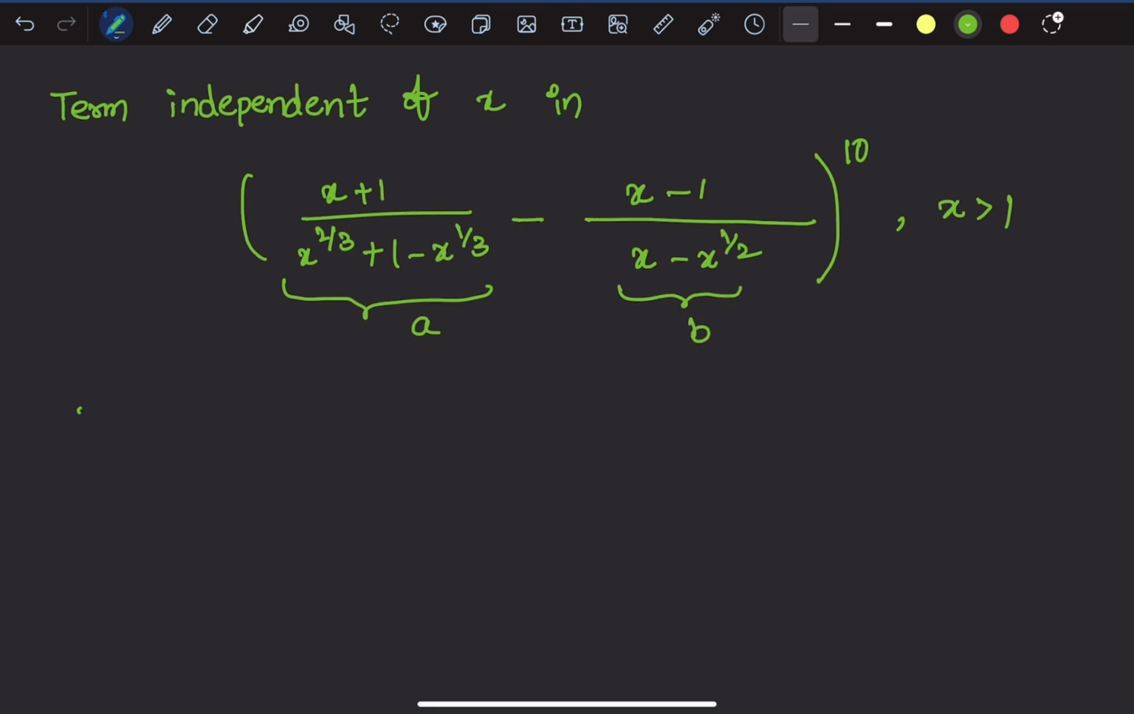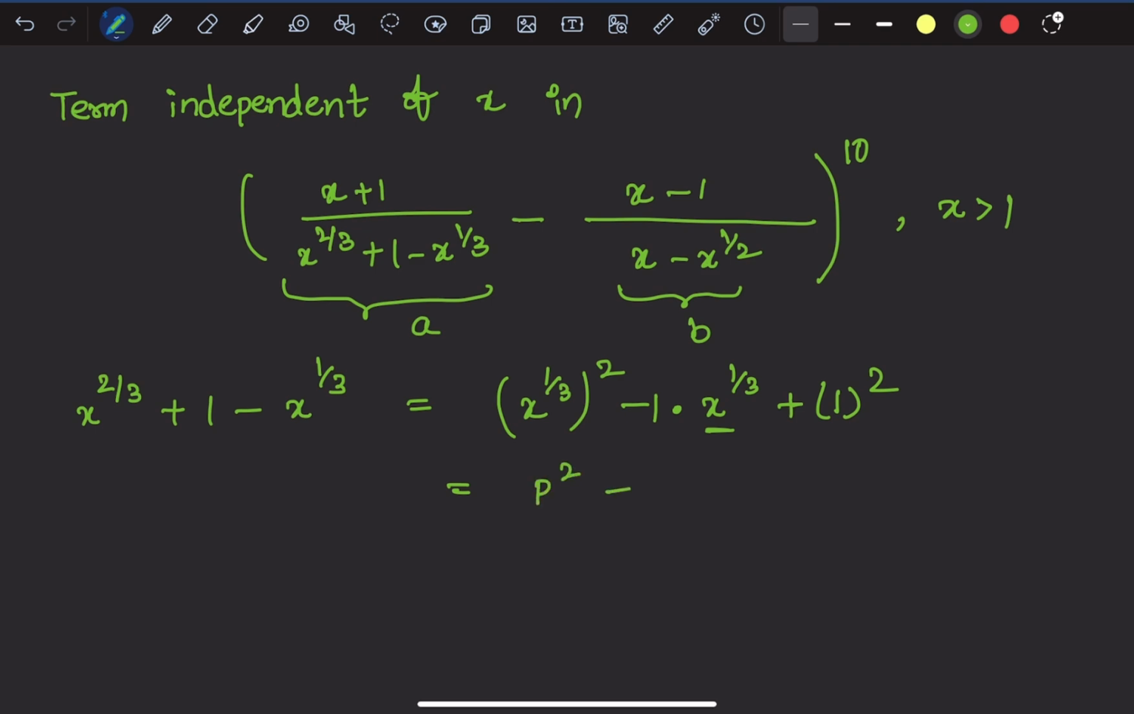Alright. If you consider the denominator of A, it is x to the power 2 by 3 plus 1 minus x to the power 1 upon 3. So this can be written as x to the power 1 upon 3 whole square plus minus 1 multiplied by x to the power 1 by 3 plus 1 whole square. So this is in the form of p square minus qp plus q square, where q is your 1 and p is your x to the power 1 by 3.